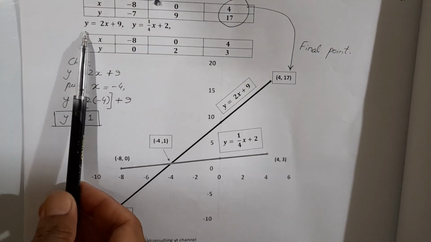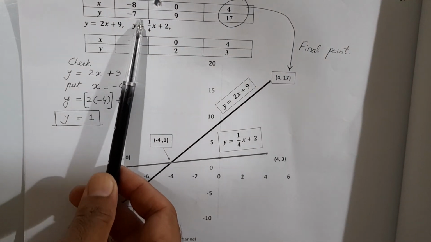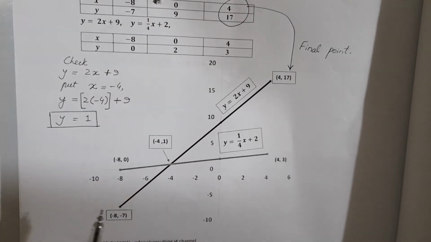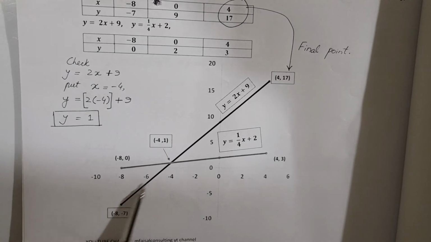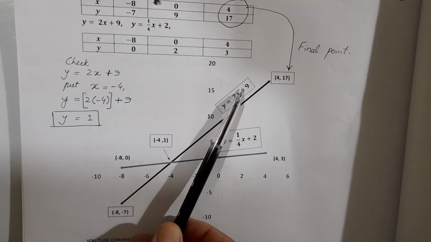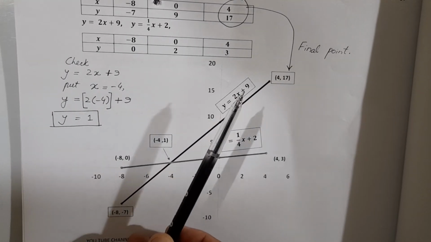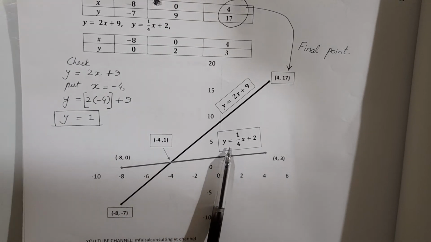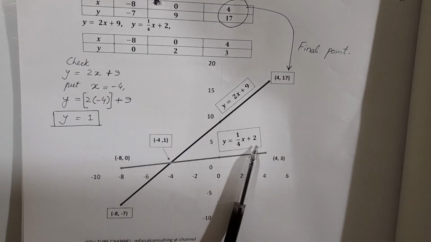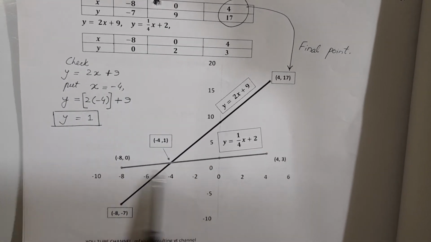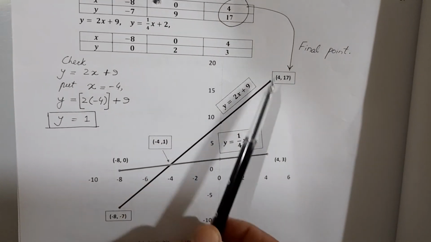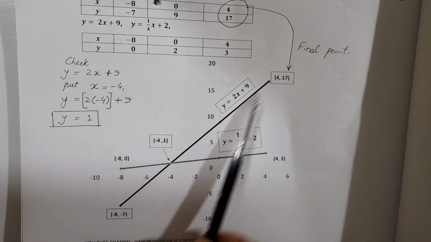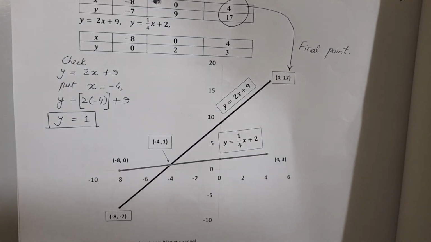Here we have the equations y is equal to 2x plus 9 and y is equal to 1 by 4x plus 2. So this is the line graph for the equation y is equal to 2x plus 9. And second, we have the equation y is equal to 1 by 4x plus 2. So this is the initial point, this is the final point. And this is the final point, 4 and 17 for this line equation. Now we will check the answer.